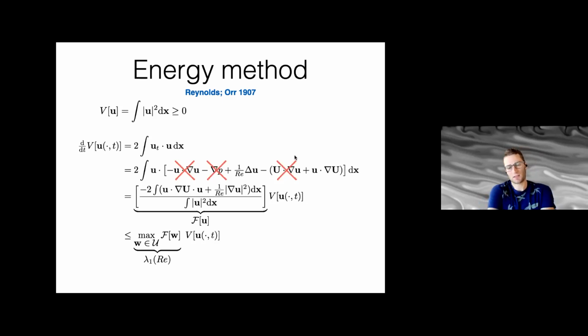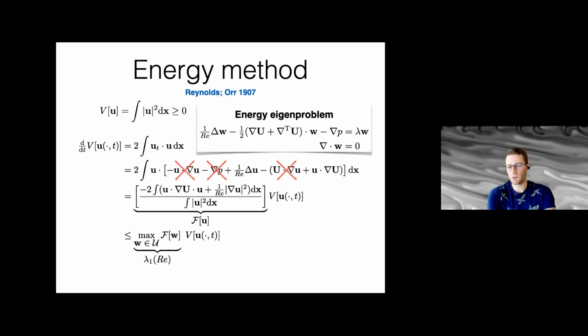But this functional f of u is a ratio of two quadratic integrals. So this is a problem that's solvable by classic methods in the calculus of variations. The minimum is attained. You can write down the Euler-Lagrange equations. They are linear. And what you end up with is simply the eigenproblem for the energy stability operator.